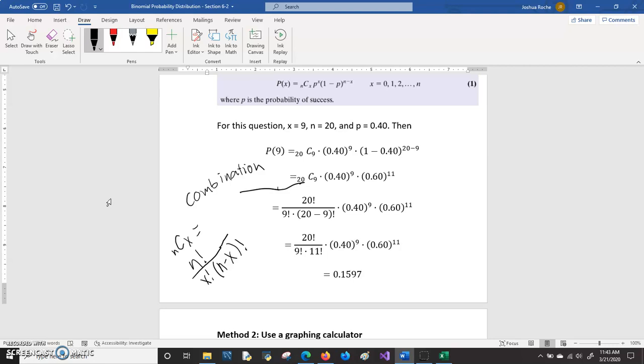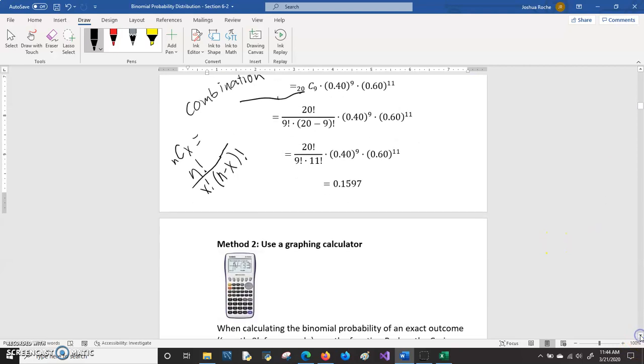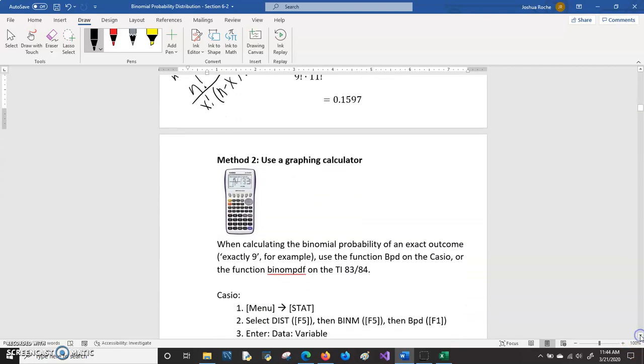So it's kind of sideways there, but nCx, in general, nCx is equal to n factorial divided by x factorial times n minus x factorial. So that's what I have here. I've just plugged in the 20, the 9, and done that. I simplified it. 20 minus 9 is 11. So it's 20 factorial divided by 9 factorial times 11 factorial. Work that out, multiply all these, and it comes out to 0.1597. So that's one way of calculating this probability, just using the formula.